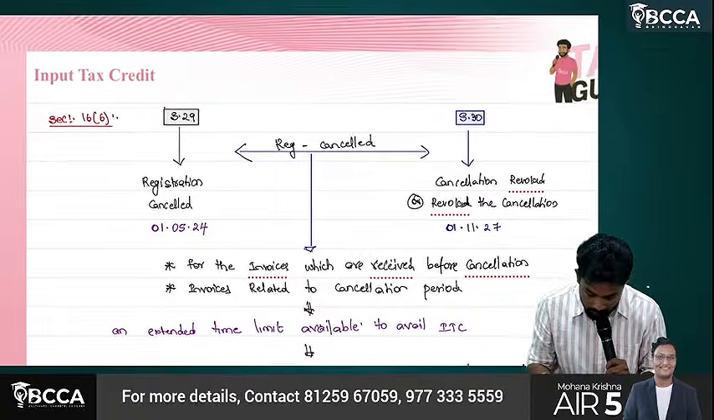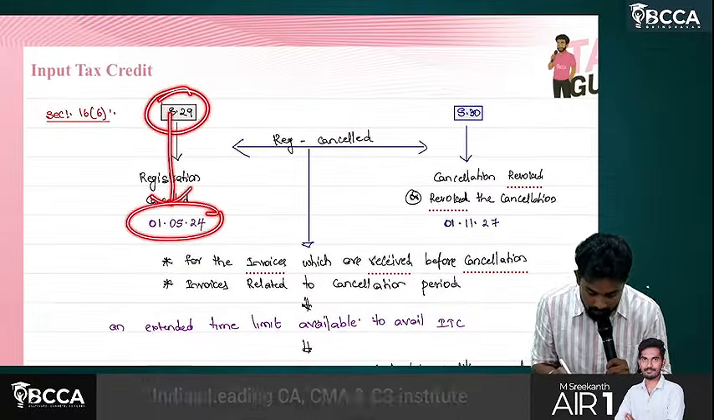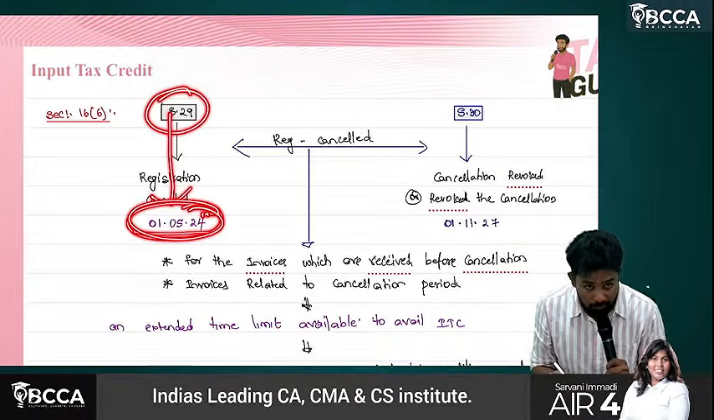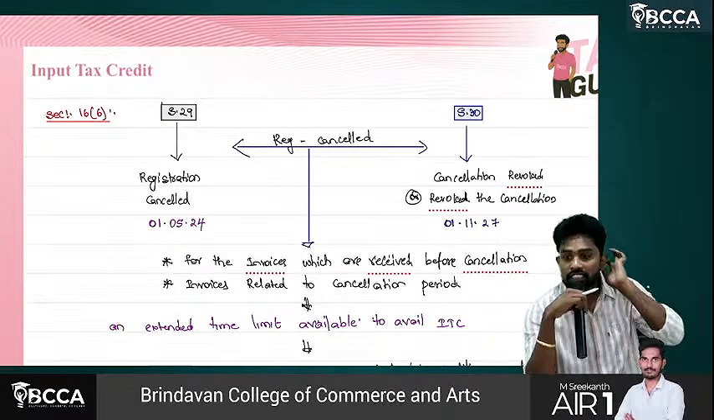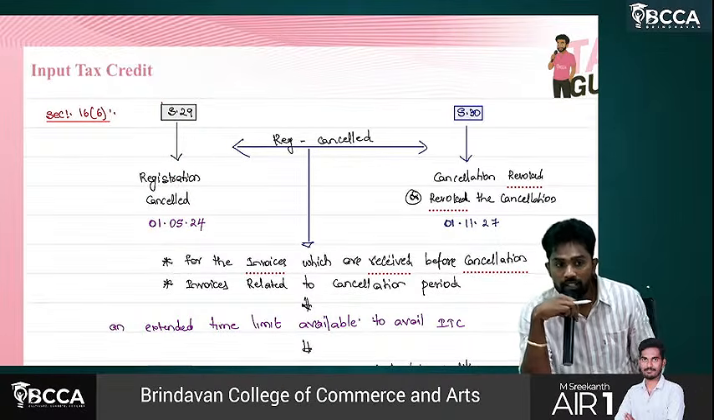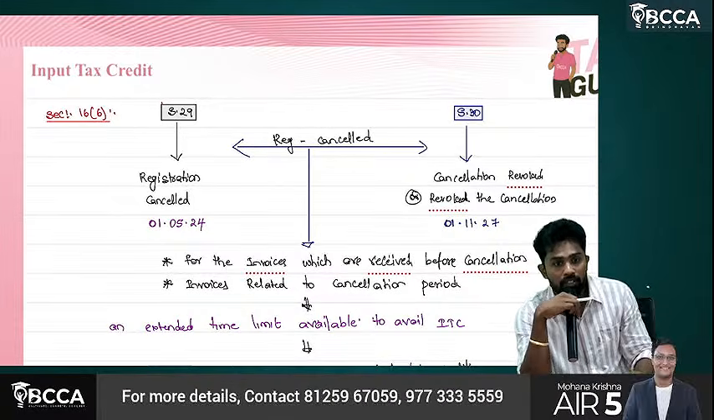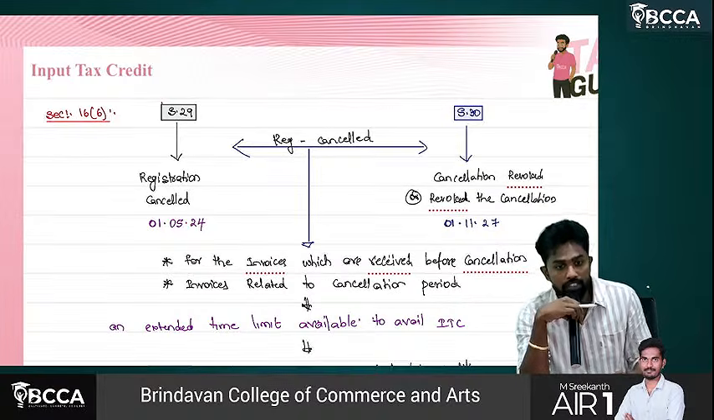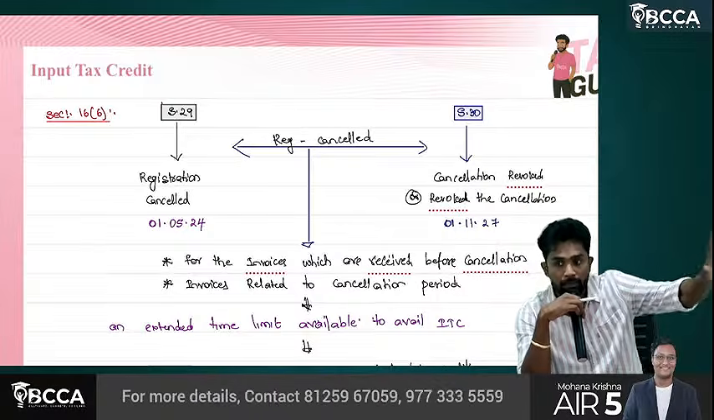Sir, a person's registration has been cancelled on, let's say, 1st May 2024. Once his registration is cancelled, he cannot avail ITC. But before 1st May, he has some invoices, like the April or March related invoices, on which he has to avail ITC. But his registration got cancelled, so he didn't avail ITC on them. They are pending only.